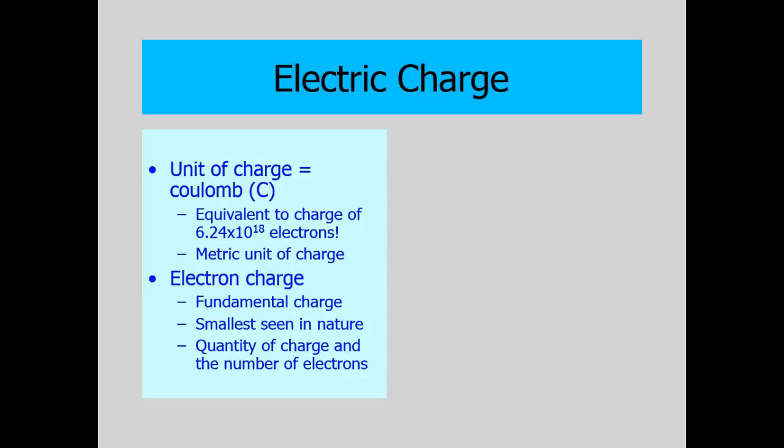Now what do we mean by that? 6,240,000,000,000,000,000, something like that number of electrons. I mean, a huge number. I don't even know what prefix goes up to 10 to the 18. That's a Coulomb. Now, why is it a capital letter? Named after somebody. Charles Coulomb, I believe his name was, a French physicist.